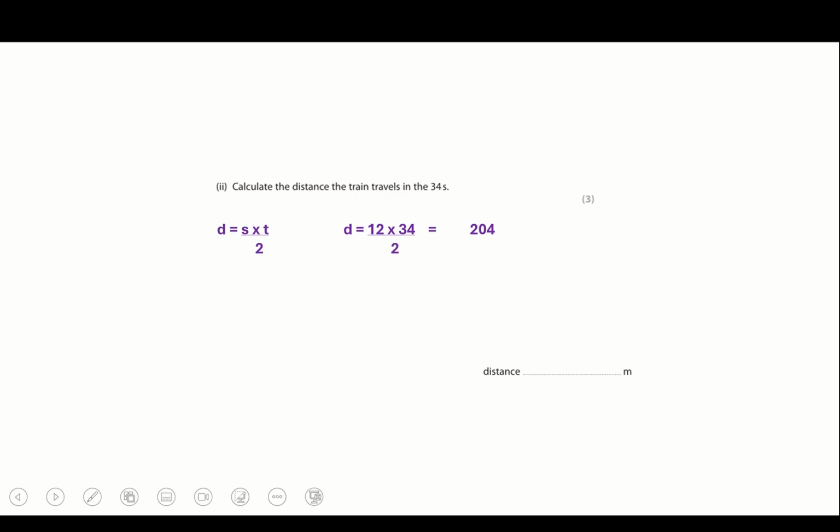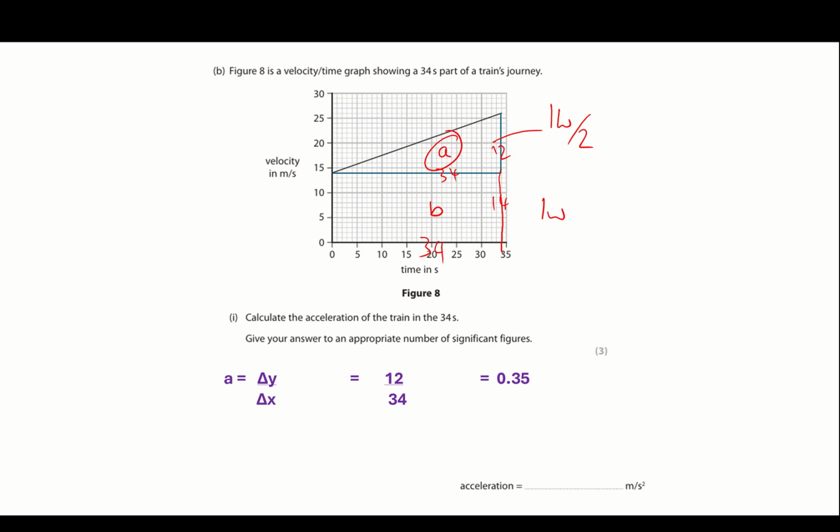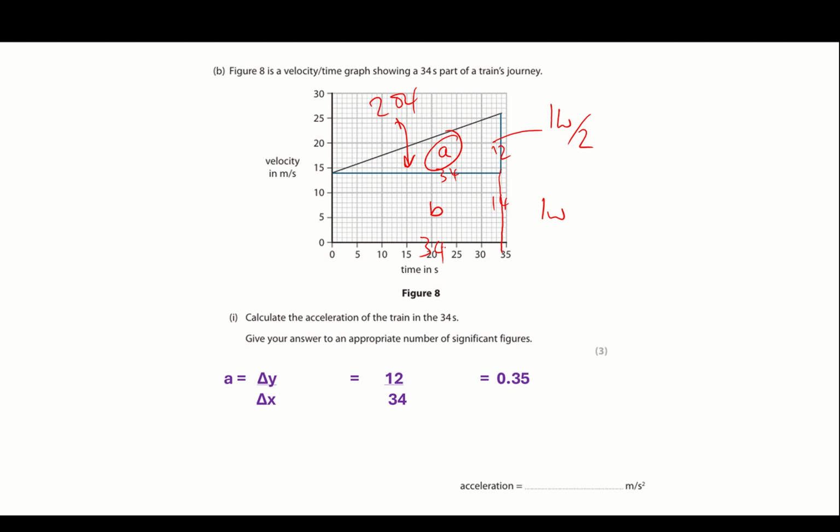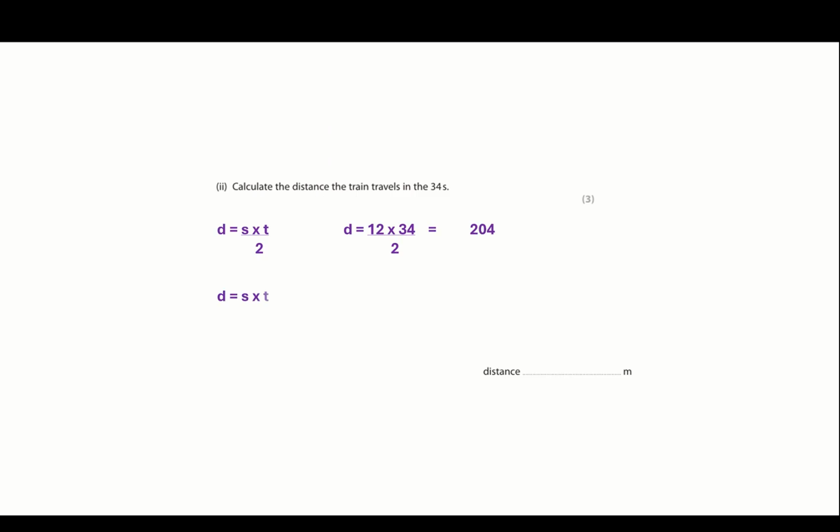So part A, 12 times 34 over 2 is 204. So we know in that section here it's gone 204. Now let's do part B. 14 times 34 is 476. There we go. We can see the two numbers that we used, and they've worked out that section. And what was it again? 476. And therefore we just add those two together, equals 680 meters.